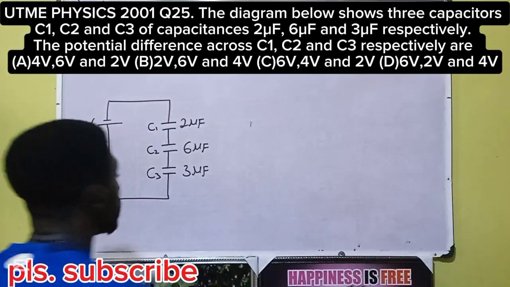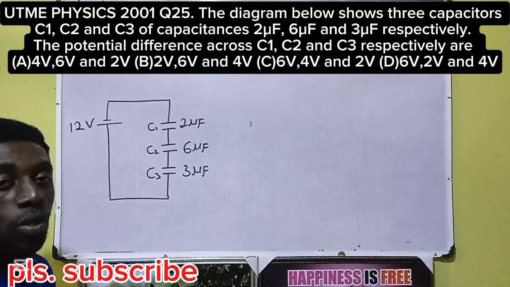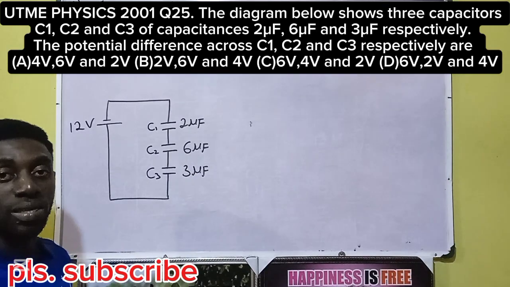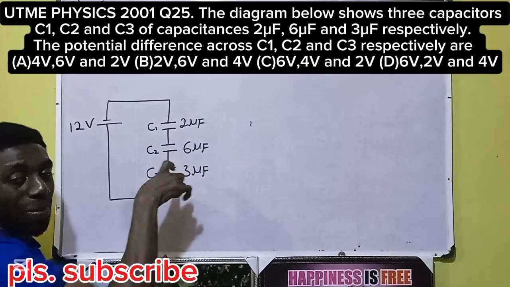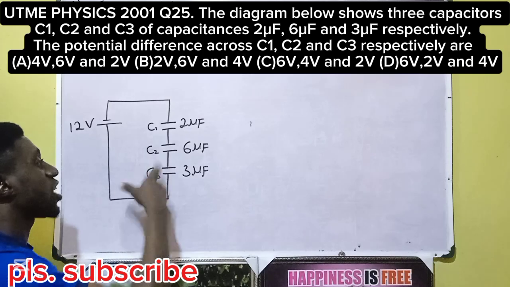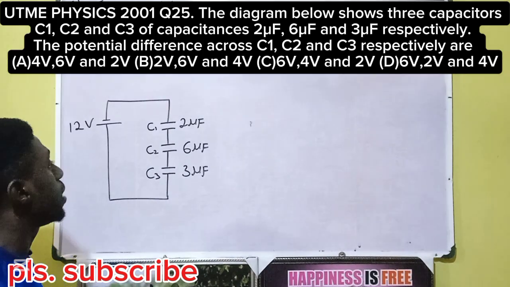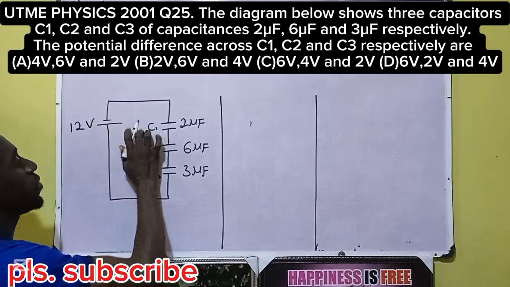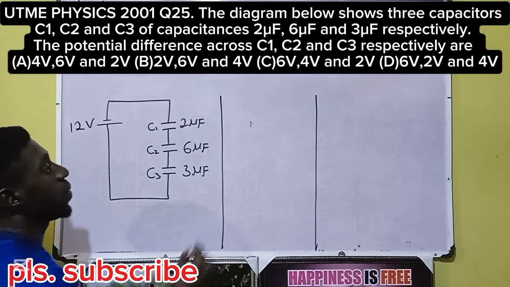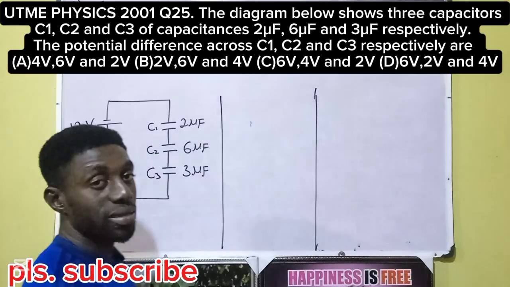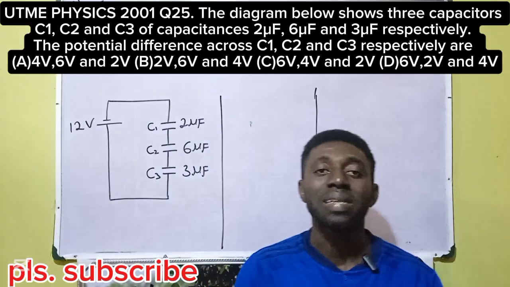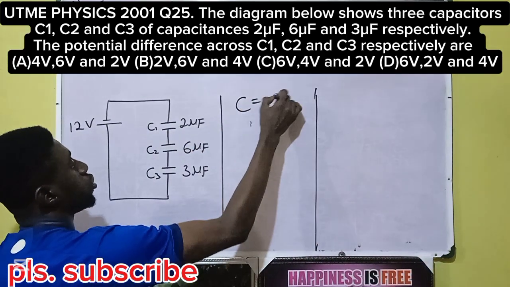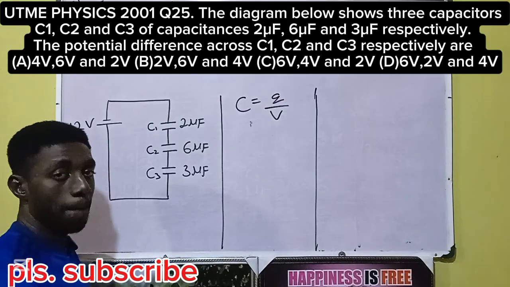Okay, observe from the diagram. We have 2 microfarad capacitance, 6 microfarad, and 3 microfarad. The voltage in each of the capacitors will change, whereas the charge remains the same. Therefore, to find the voltage in C1, the formula for finding voltage under capacitance, the capacitance of a capacitor, is equated as C is equal to Q over V.